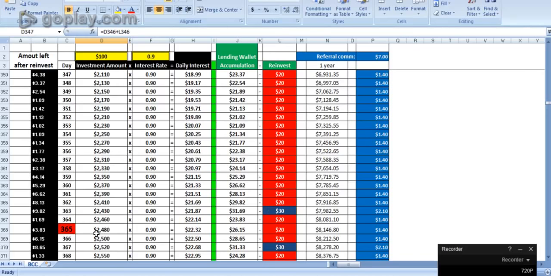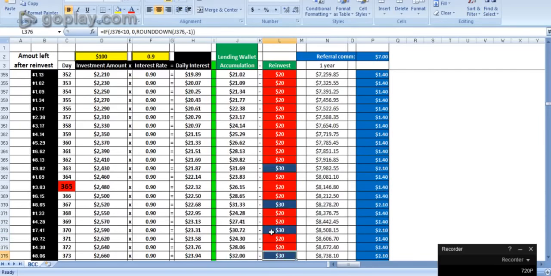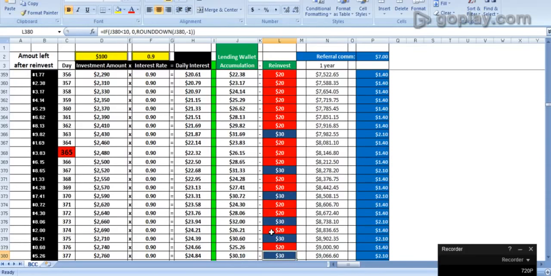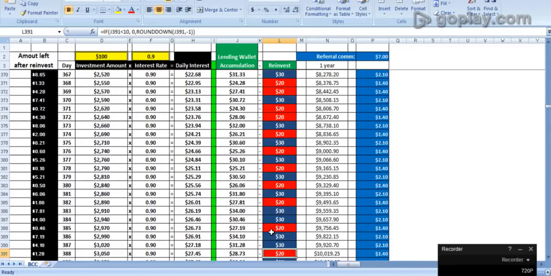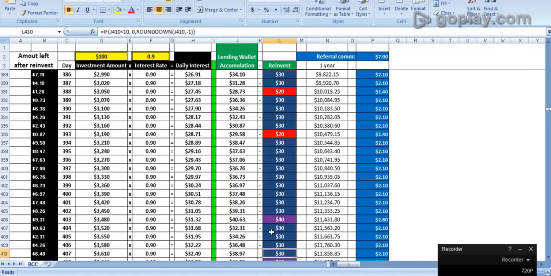So at one year, in this example, your $100 is now $2,480. You're making now $22.32 every day. And you're now getting into the reinvestment where you're making almost $30 reinvestments on a consistent basis. But now this is where the compounding interest just kind of starts to explode. And it's already pretty impressive, but you could see now your $30 reinvestments, and now already you have a $40 reinvestment.